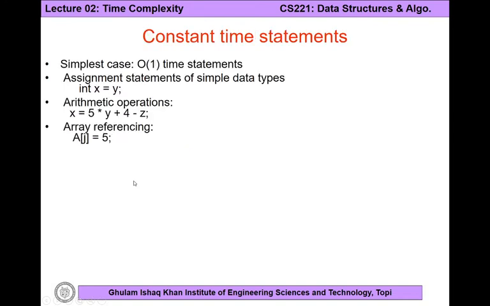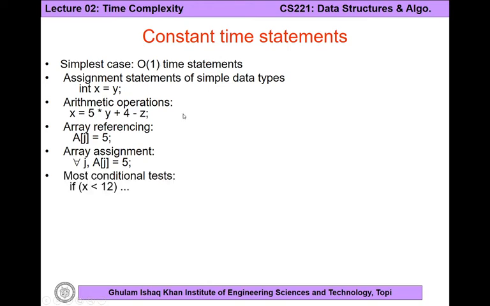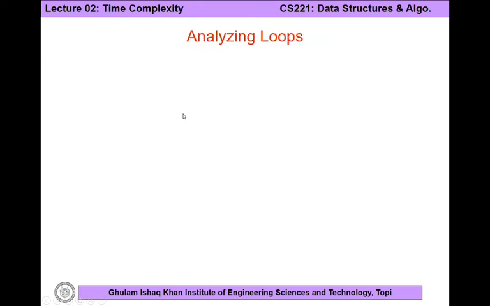a simple example. Now all of these pieces of code, this is a different code, this one is different code, this one is different code, and this one is different code. All of them have a time complexity of order of 1, right, because they are independent of any input value.